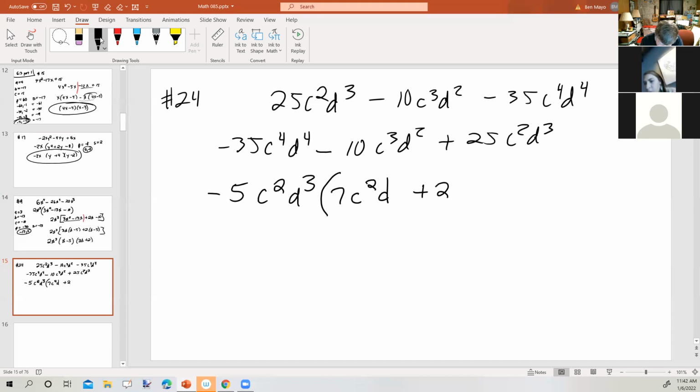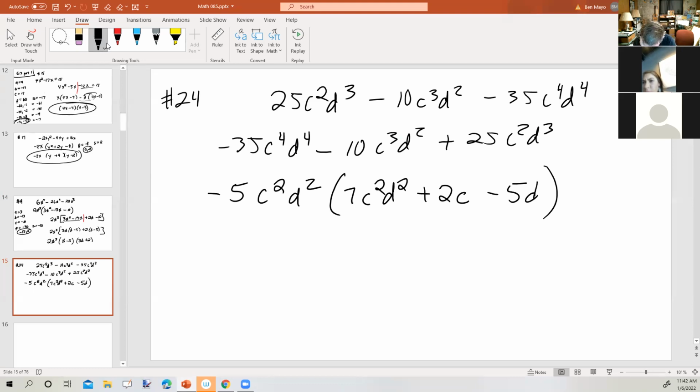I just realized I can't take out a d cubed because the lowest power of d is d squared. So let me double check here. Okay, I think I'm all right now. So 7c squared d squared plus 2c minus 5d.